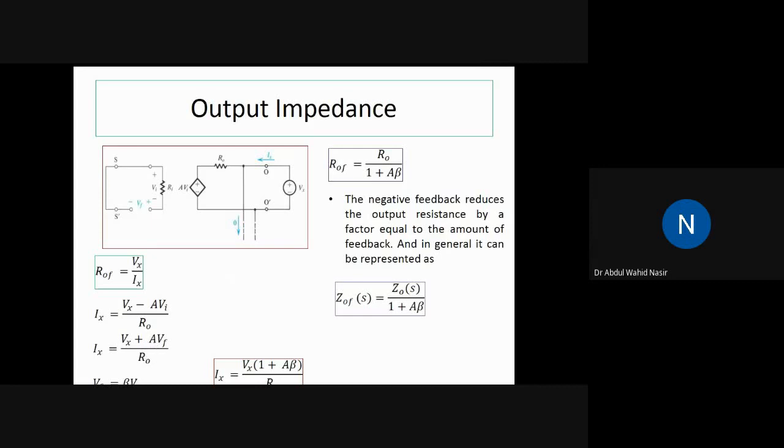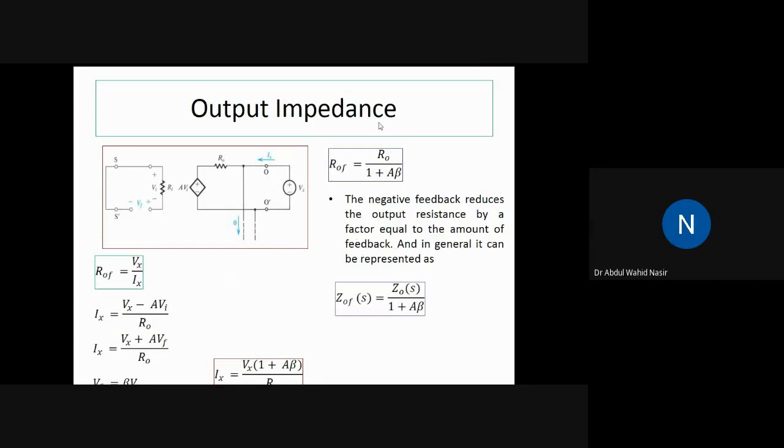Now also, you know that Vf is equal to beta Vx. Beta is the gain of the feedback network, and Vx is the voltage that we are getting. So Vf, the output voltage of the feedback network, is equal to beta times Vx. Now if you substitute the Vx value in this equation, you will end up having the equation of Ix is equal to Vx into 1 plus A beta divided by R naught. Okay, so you are having this Ix.